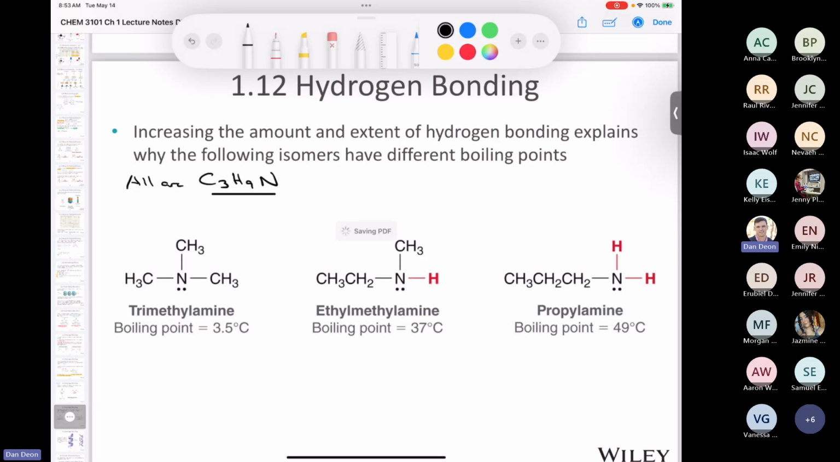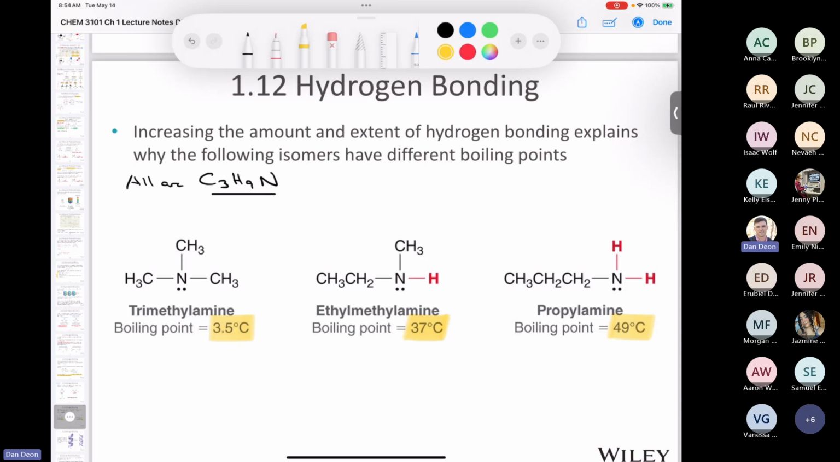So what does that mean? It means they're made of the same elements and the same numbers, but they have a different connectivity, right? They're put together in a different way. And you notice that they have very different boiling points, don't they? Right? Trimethylamine has a boiling point of 3.5 degrees Celsius. Then you crank it up to ethylamine, which is 37. Then you get all the way up to propylamine, which is 49.